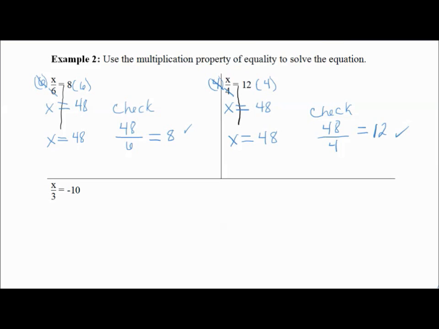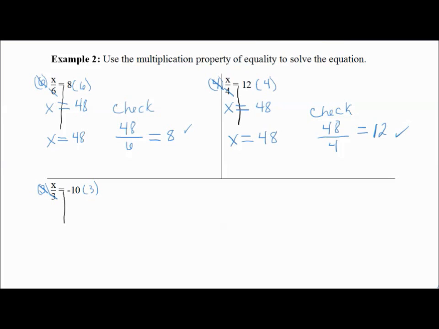And then the last one, I'm going to do the same thing. Start off with my line, trying to isolate my variable, so that means that I need to get rid of this 3 in the denominator. So I'm going to do the opposite of division, and that means that I'm going to multiply both sides of my equation by 3.